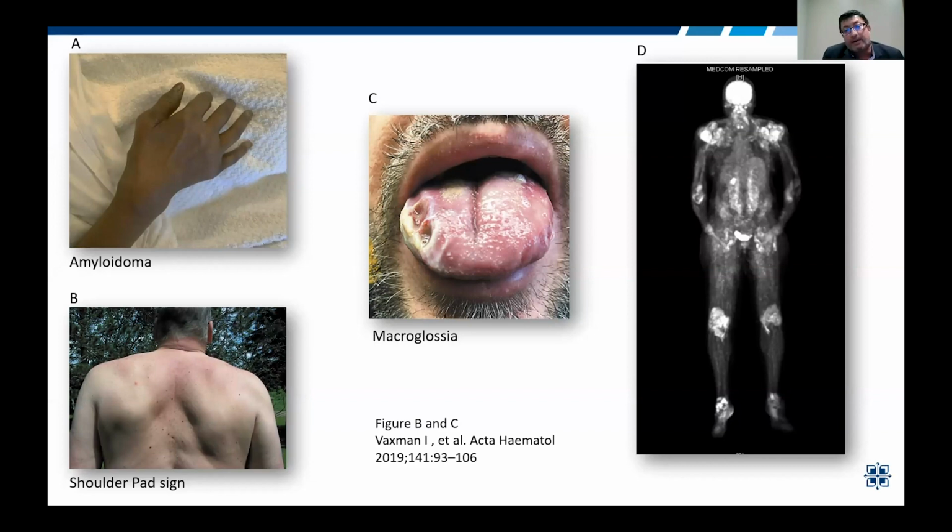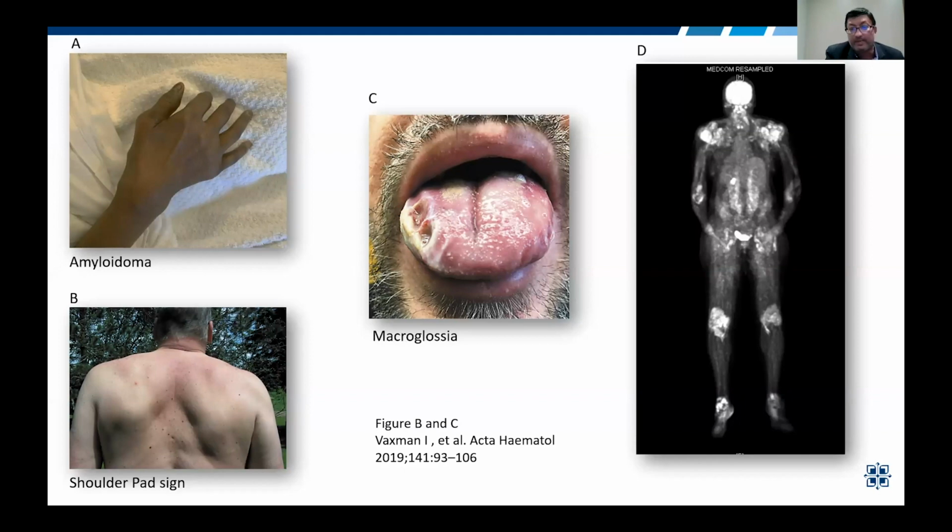But look at it, we did a PET scan on this patient on the D slide. You can see how much soft tissue deposition this patient has on the shoulders and the joints. And that is another manifestation of amyloidosis. Eventually, it involves any organ with any presentation. You just have to have a very high level of suspicion. That's how the workup is done.